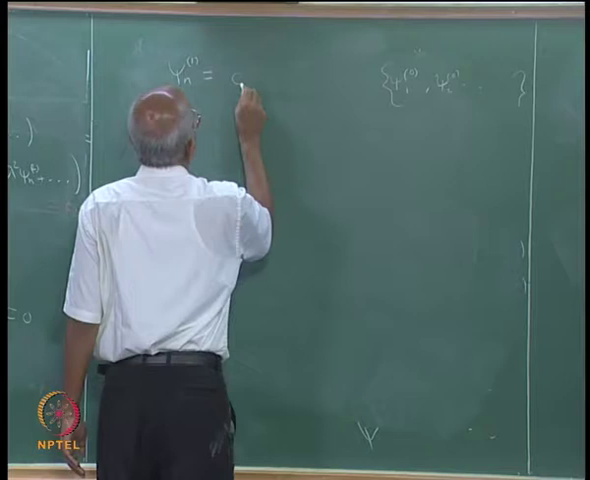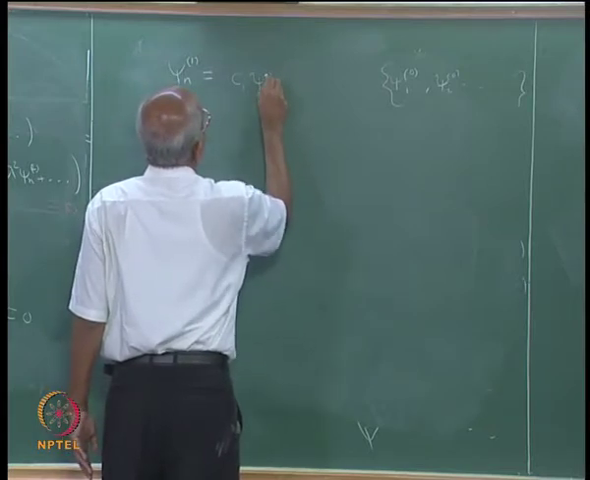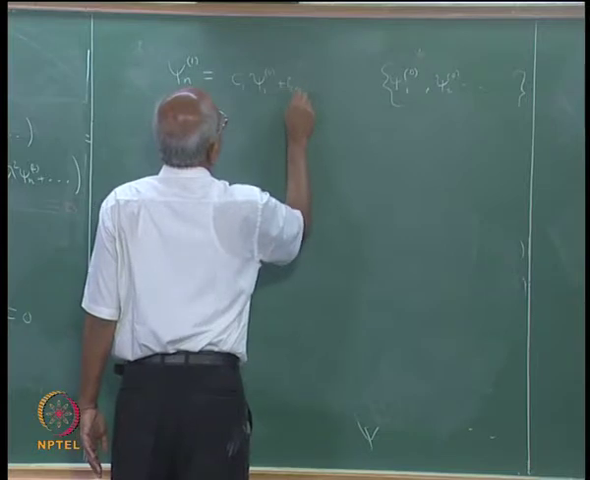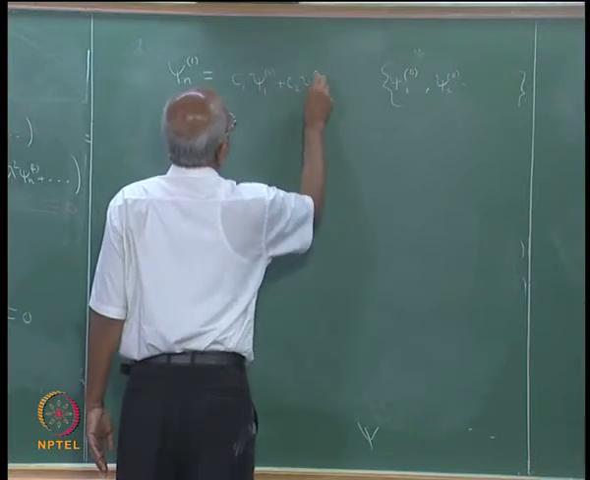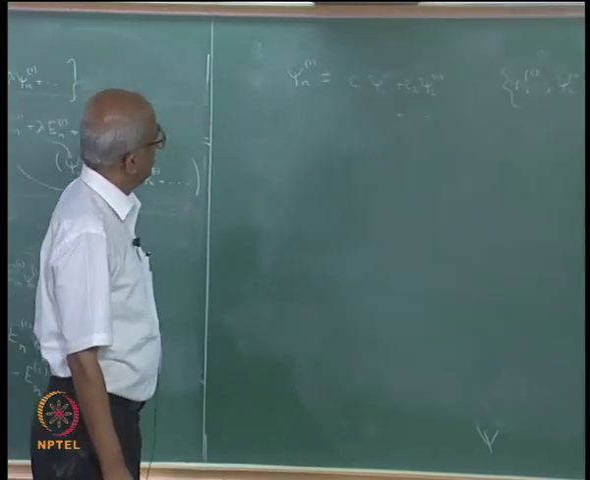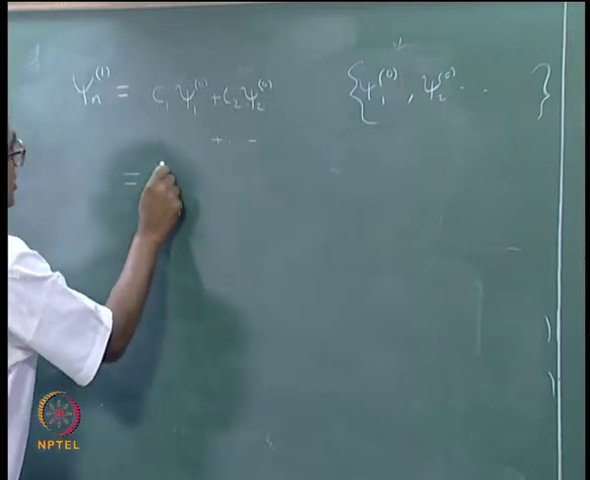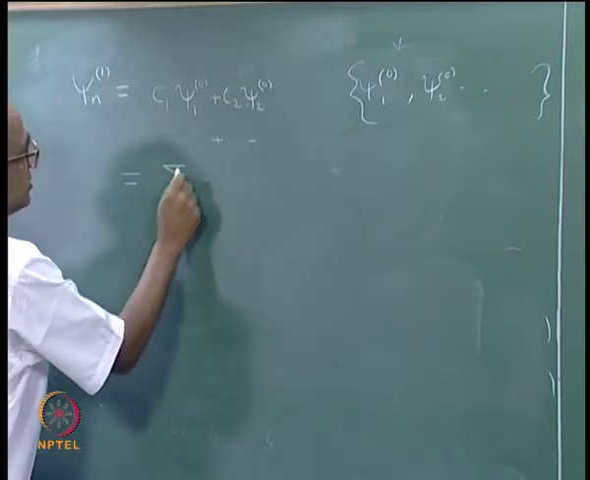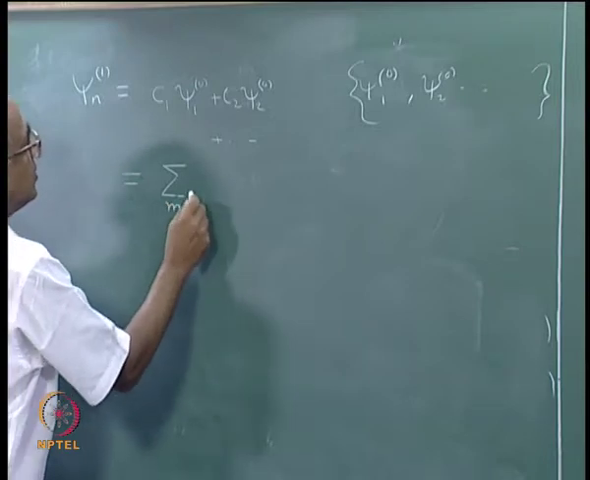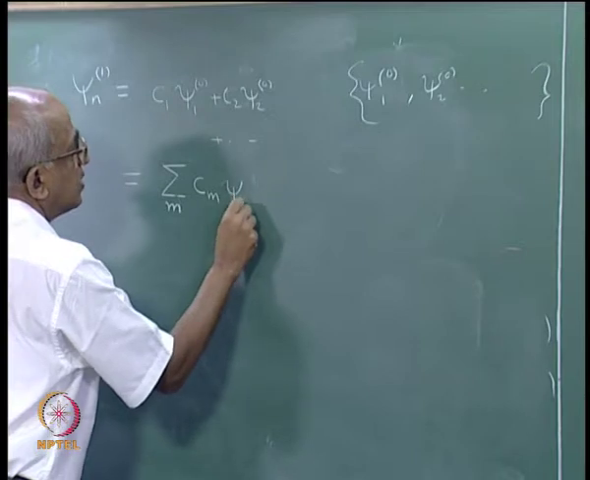as some C1 psi 1 0 plus C2 psi 2 0 plus etc. Now, I can use summation notation and say that this may be written as sigma over m of C m psi m 0.